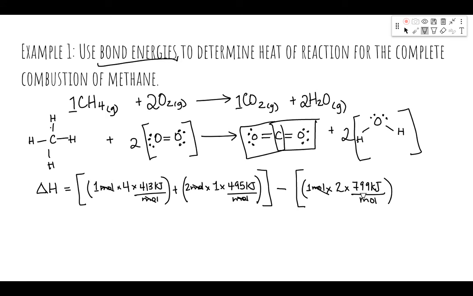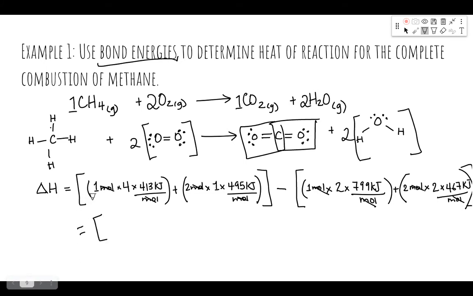And my moles will cancel out, plus 2 times the H2O, right? So 2 moles of H2O times, there are 2 OH bonds, times the bond energy required for this OH bond is 467 kilojoules per mole. Close off this bracket. My moles will cancel out.